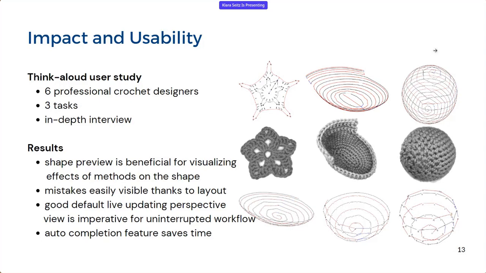One thing that was missing maybe is a more helpful updating perspective. This is really like when you're looking at something in 3D, you really need a good perspective of what you're working on, especially when it gets big, and with crochet it gets big really fast. So it's really imperative to have a better live view of exactly where you're crocheting. So there we'll still have to improve. And also the auto completion feature that I just demonstrated was really well perceived.